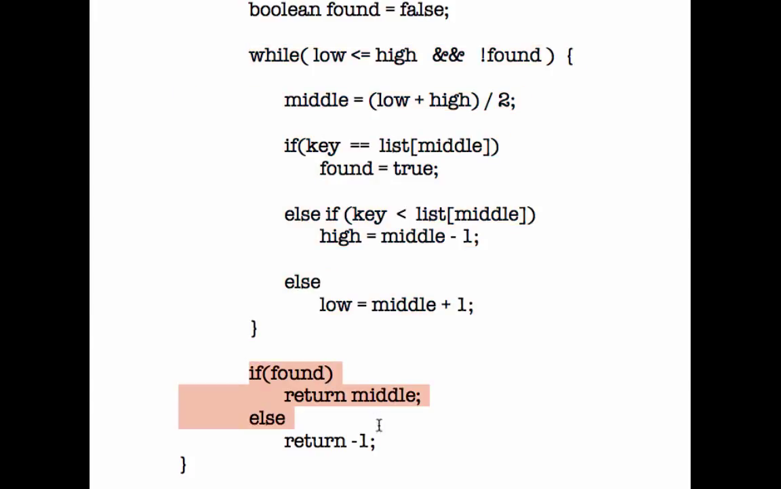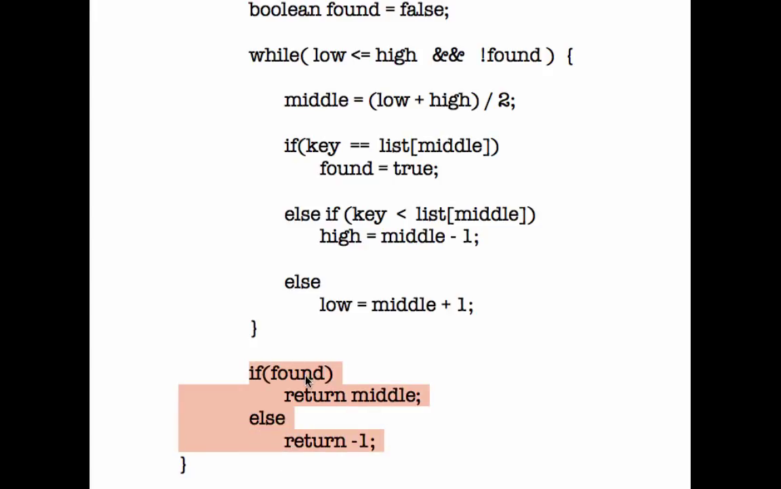And this is why I have this if-else. That's my second use of my Boolean flag found. At the end of my loop, found is either true or false. Either I found a match, found is true, or I didn't, found is false. This if-else statement takes care of that.